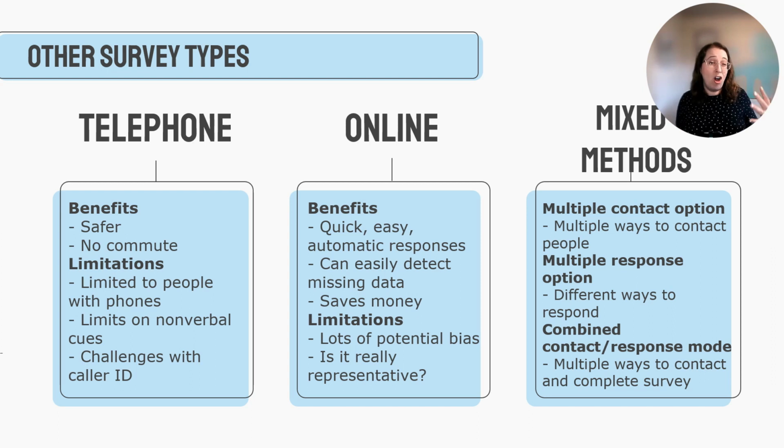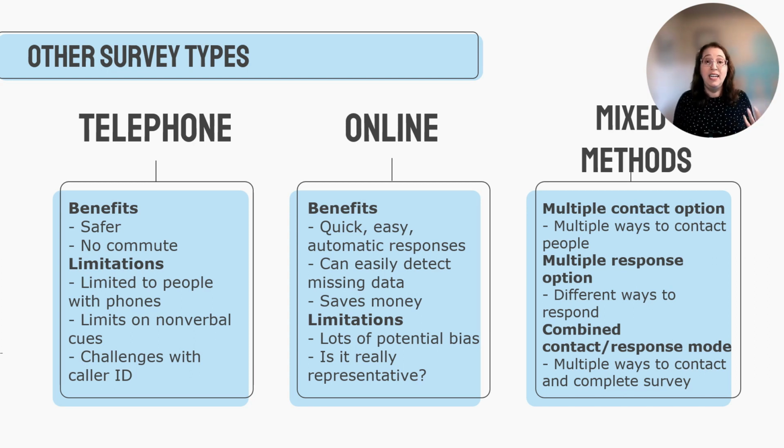There are limits on nonverbal cues, so we don't really know what our participants are thinking as much as maybe in a face-to-face interview. And my phone says, hey, telemarketer calling, and I am unlikely to answer it. Many of your phones probably do as well. So if it's an unknown number, people aren't likely to answer it. So telephone surveys have really started to drop in their popularity.